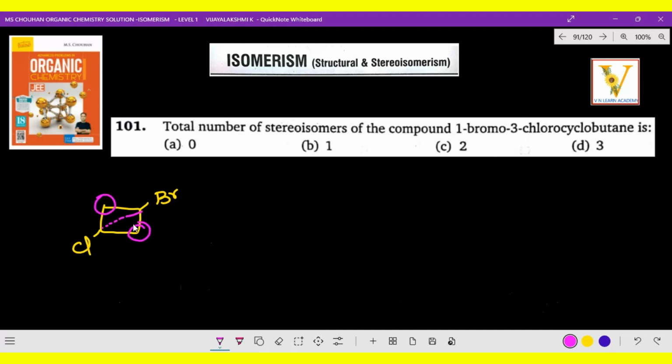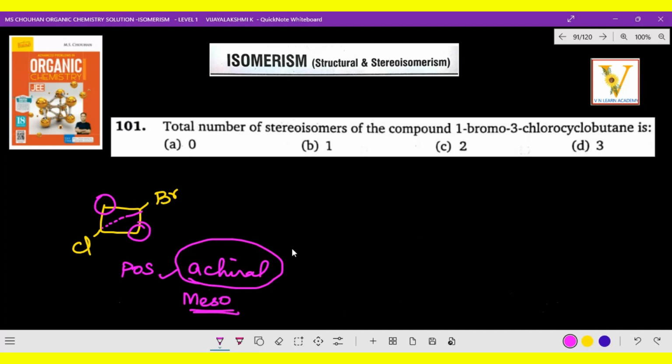Since a plane of symmetry is present, it is achiral. Why is it achiral? Because the same groups are attached. So a plane of symmetry present means 100% it is meso. Now, how many isomers are possible? Let me draw this again for you to get the idea of how to identify.